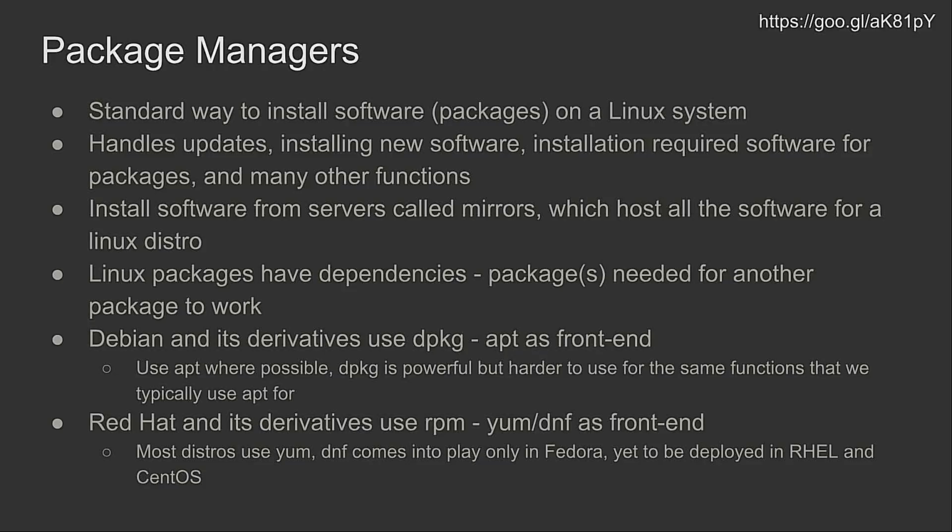And RedHat and its derivatives use RPM, which is the RPM package manager. It's kind of like GNU, it's a recursive acronym. And then they have Yum or DNF as a front end. Most distros are still using Yum. RedHat is, CentOS is. DNF is only in Fedora right now. It's their rewrite of Yum. They eventually plan to replace it, but Fedora is their testing ground. They want to make sure they got all the bugs worked out first. As far as I'm aware, they have not announced plans to replace it yet. And actually, their syntax is the same. So in Fedora, you can still run Yum.